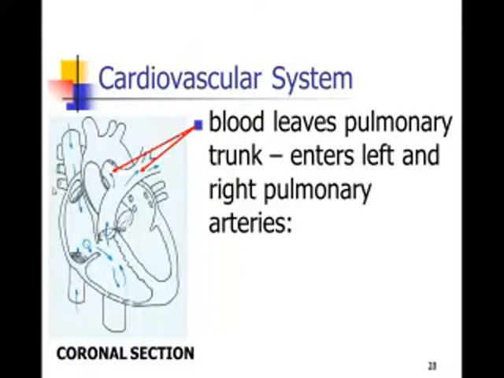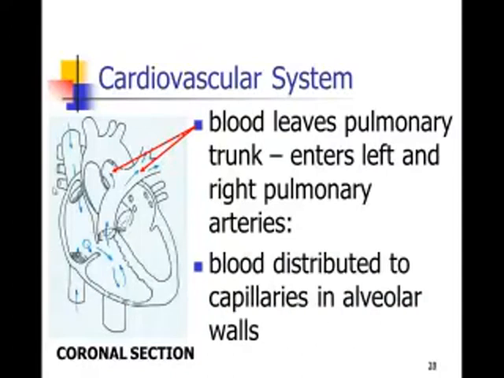From the pulmonary trunk, the blood is going to go into the right and the left pulmonary arteries, and then it's going to get distributed out through pulmonary arterioles and eventually pulmonary capillaries. Pulmonary capillaries surround the alveoli. They're in very close association with the epithelial cells of the alveoli, and this is going to facilitate the exchange of the respiratory gases through the process of diffusion. We'll talk more about that when we get to respiration.